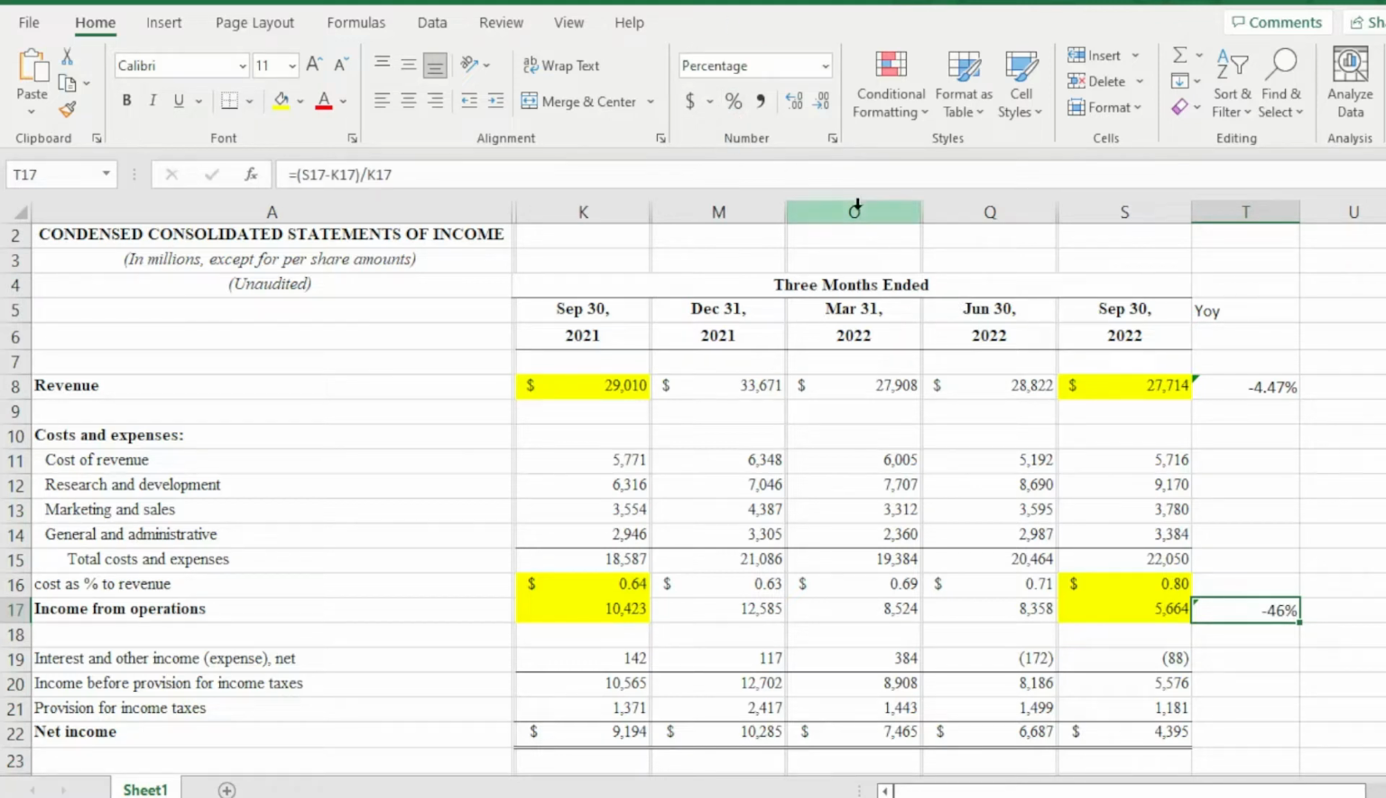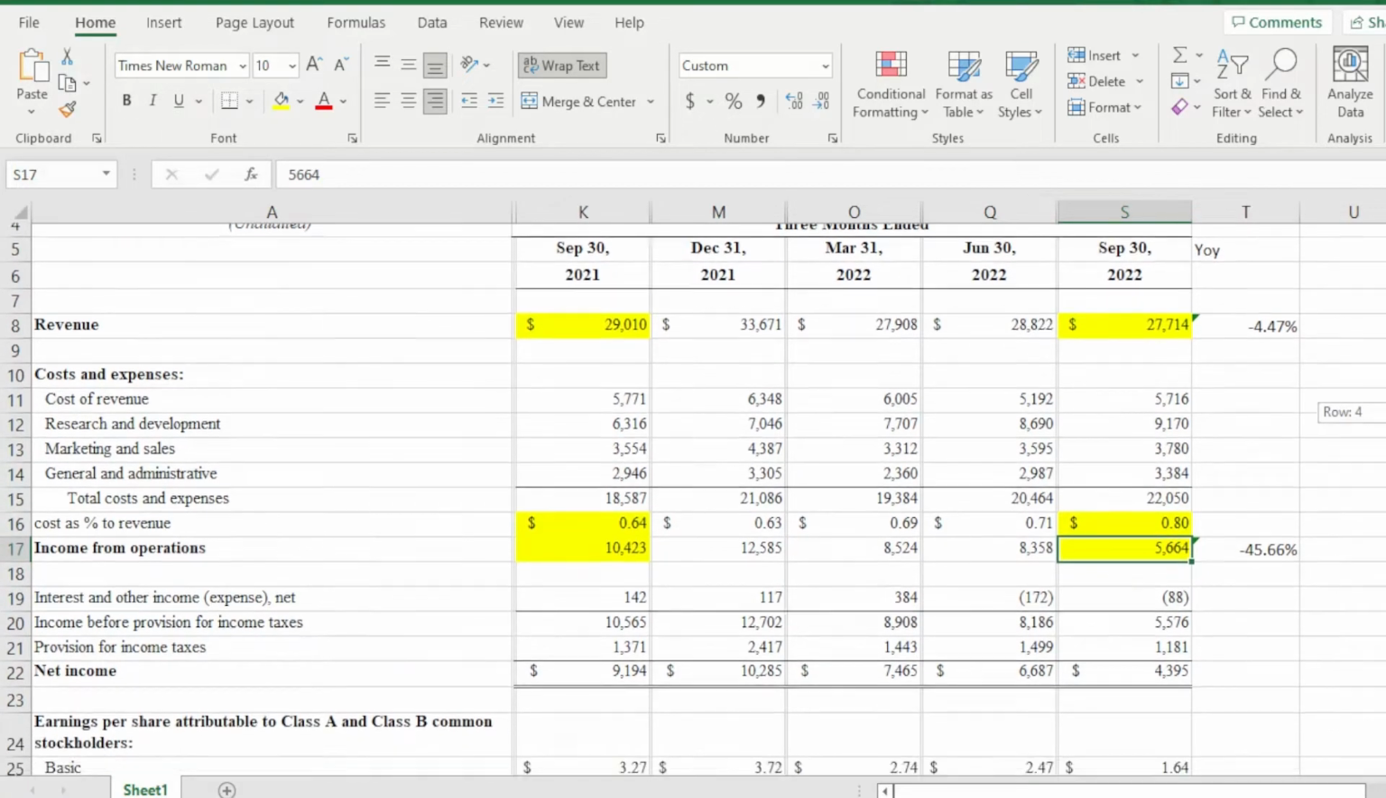There we go. All right, so as you guys can see, that is a 45.66% decrease in income from operations. That's pretty big. I mean, you guys can see it right here. That's 10.423 billion compared to 5.664 billion. I mean, clearly there's something going on here.